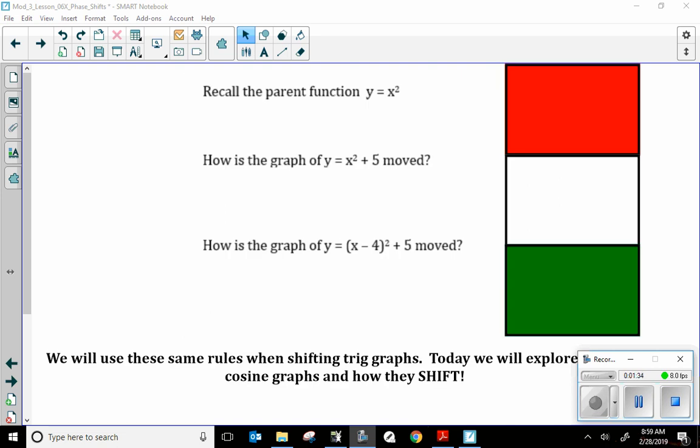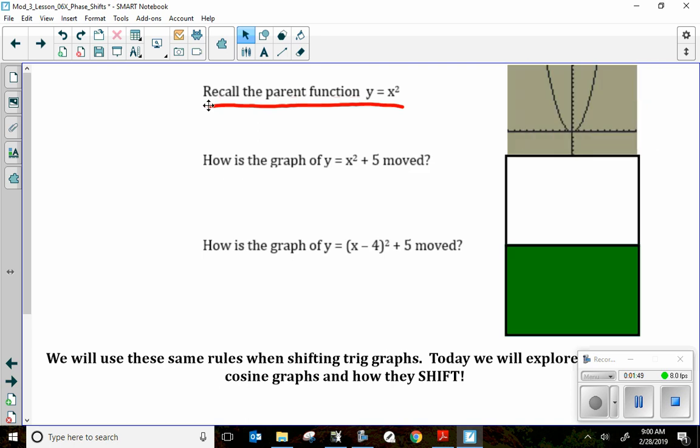All right, let's think about some prior knowledge that we learned either earlier this year or even before that. Let's look at this first thing here. Let's recall the parent function, all right? y equals x squared. I hope you know at this point, that is a graph of y equals x squared. It is a perfect parabola. Love it. It is the basis of everything we start to learn when it comes to quadratics and graphs for quadratics, okay? Now, the first question after that statement is how is the graph of y equals x squared plus 5 moved?